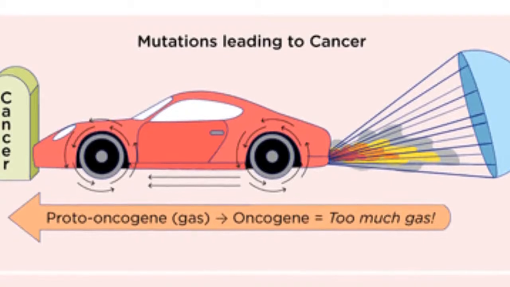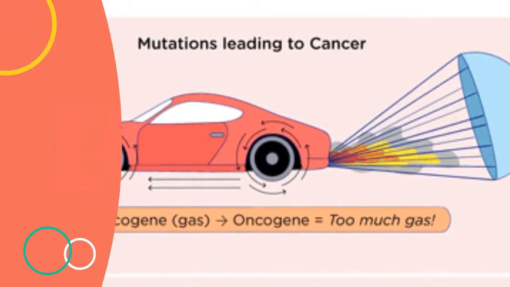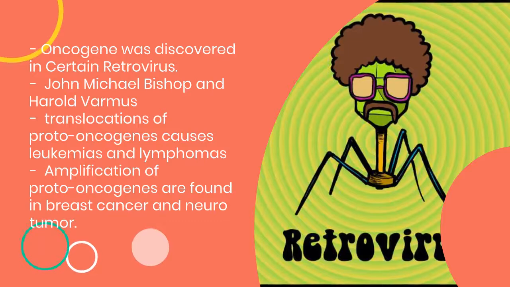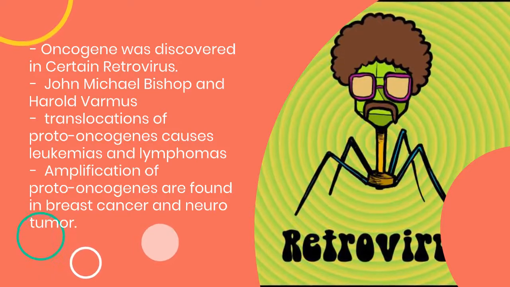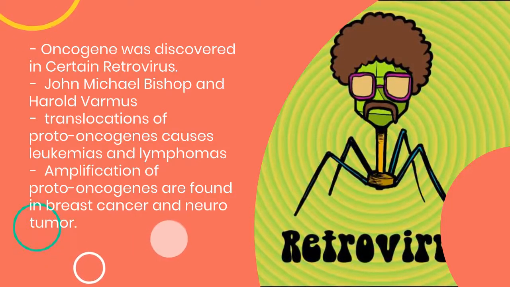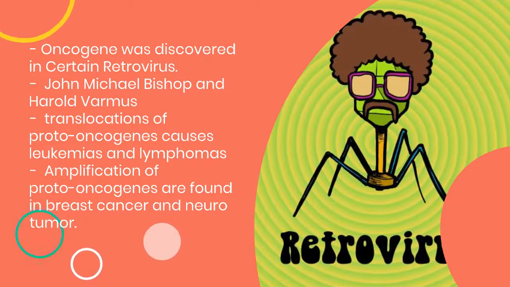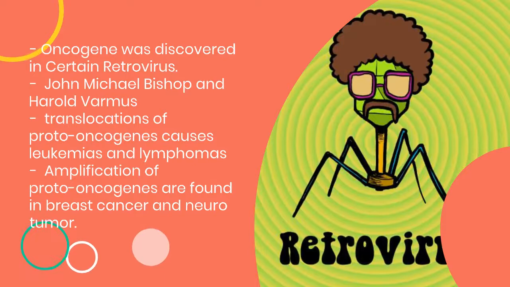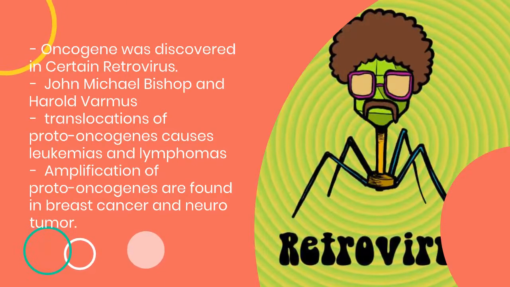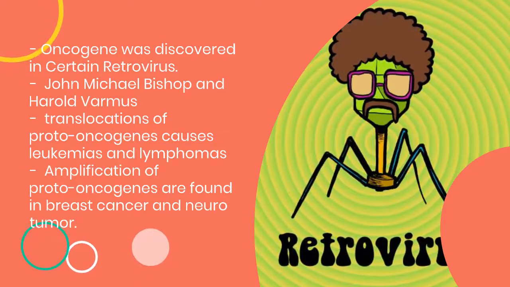Now, let's take another look at some quick facts about oncogenes. Did you know that oncogenes were discovered in certain retroviruses? In the mid-70s, two American microbiologists, John Michael Bishop and Harold Varmus, tested the theory that healthy cells have a certain amount of oncogenes in them that are dormant, and when triggered can cause cancer.